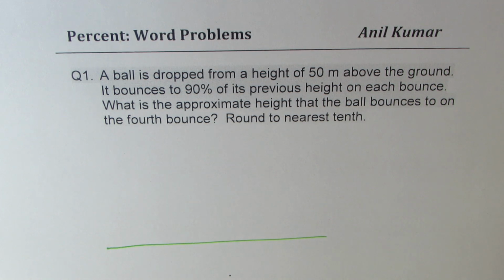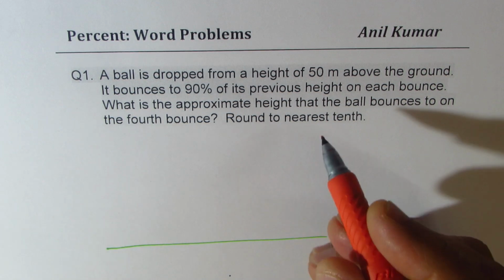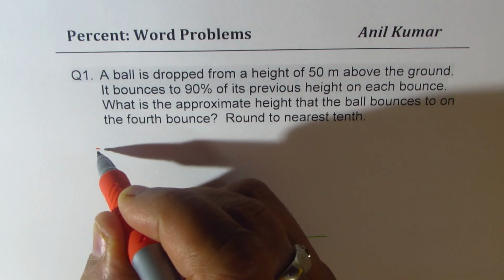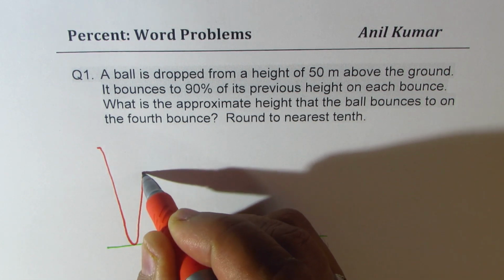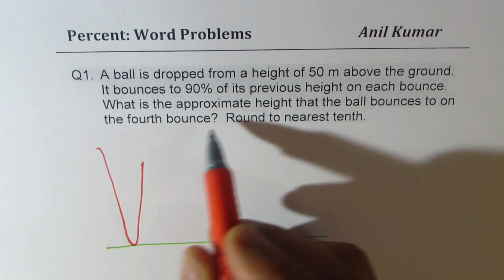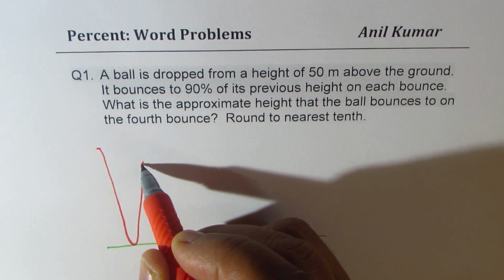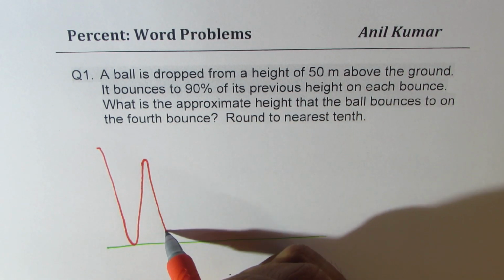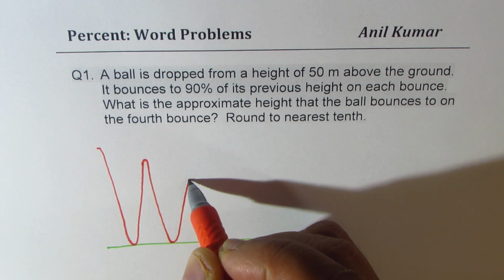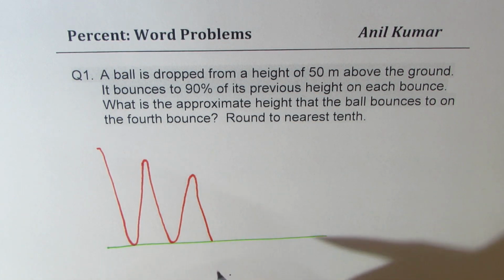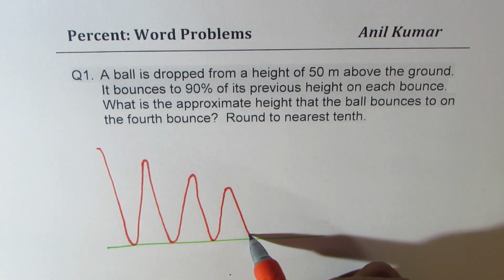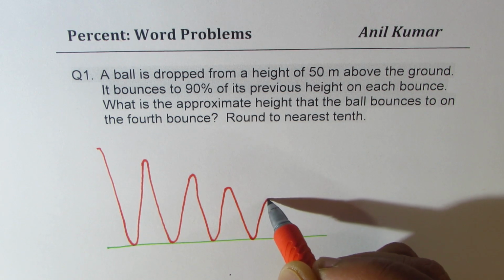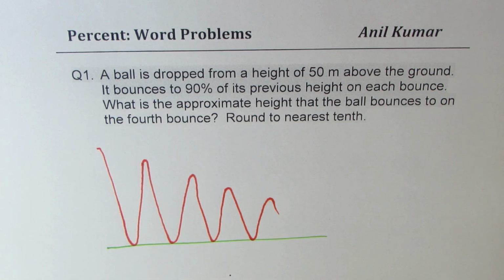So let's say this is the ground and the ball has been dropped from the height of 50 meters. Now it bounces once and goes up, but only 90%, not the full height of 50. So 90% of 50, then it goes again down, bounces back 90% again. So like this, right? So this is the 3rd bounce. It's good to sketch and then understand so that you don't make a mistake, right? So that is the situation.